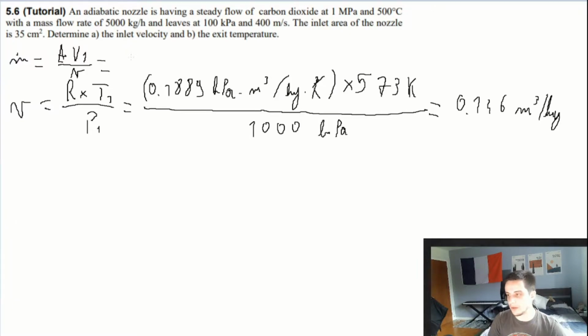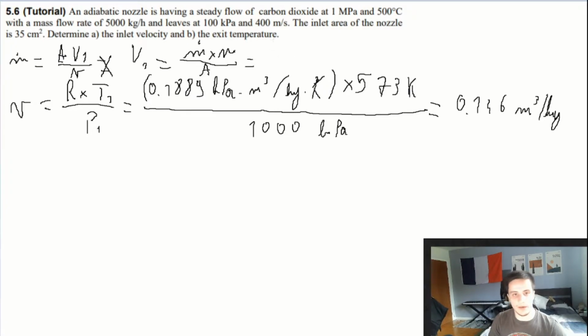And then with the mass flow rate, plug in all the values that we know. So we know the mass flow rate being 5,000 kilograms per hour. So we'll need to convert that to kilograms per second. Then we know the area, which is 35 centimeters cubed. We'll have to convert that to meters cubed. And we know the specific volume, which we just found. So if we were to change this equation to have the inlet velocity on one side, we would have mass flow rate times specific volume divided by area.